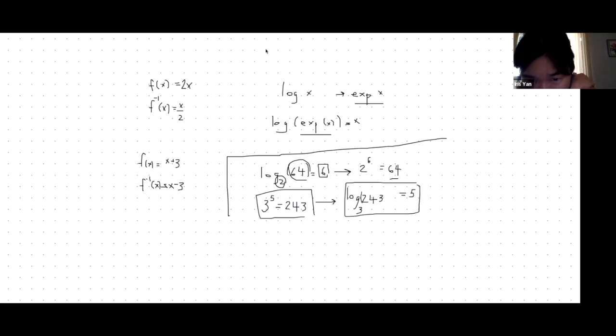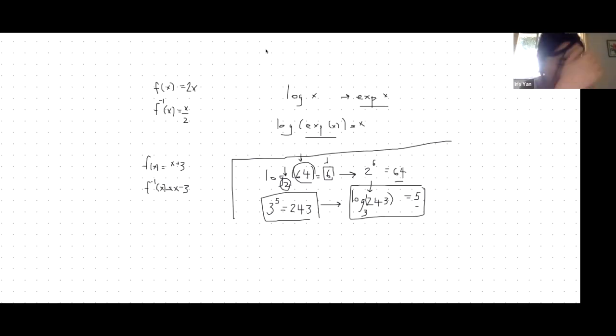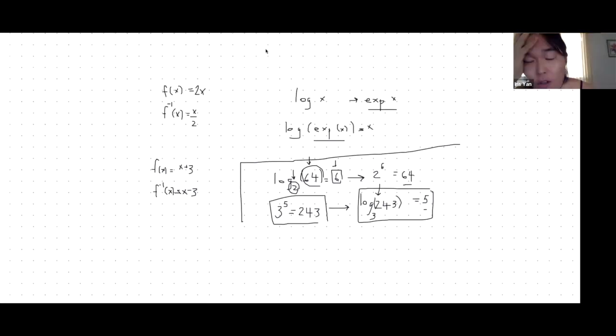This basically says, what should I raise 3 to the power of to get 243? And the answer is 5. What should I raise 2 to the power of to get 64? And the answer is 6. That's not as hard as I thought it was going to be.